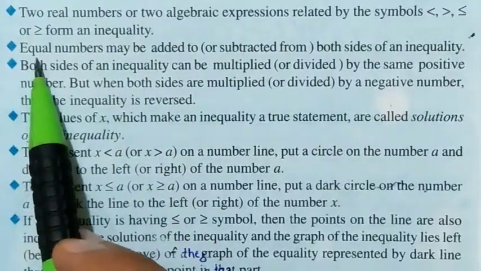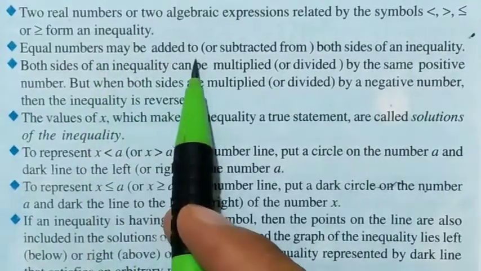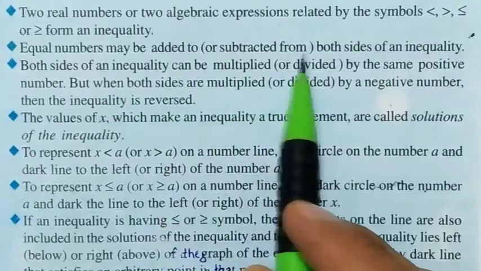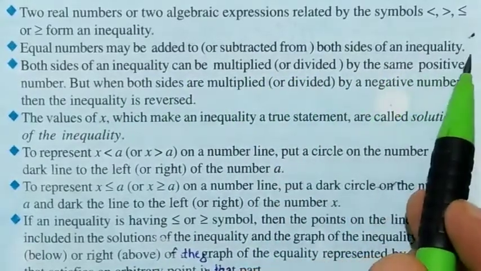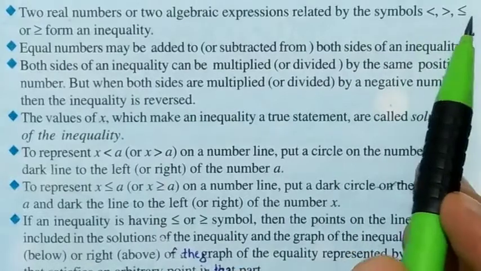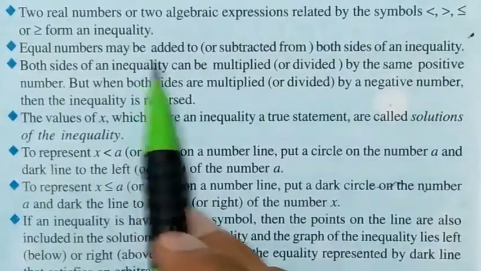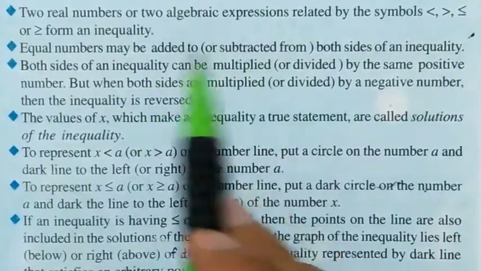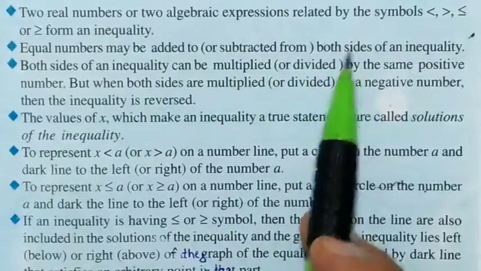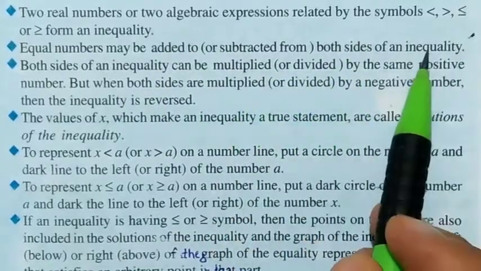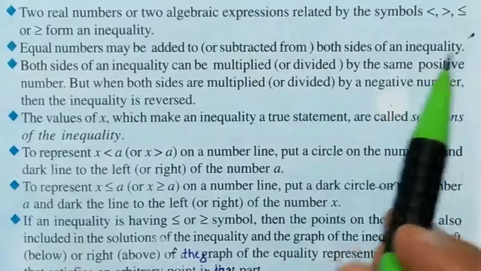Next point: equal numbers may be added to or subtracted from both sides of an inequality. If any inequality is given, you can add any number or subtract any number from both the sides. You have to do it on both the sides and there is no change in the inequality sign.